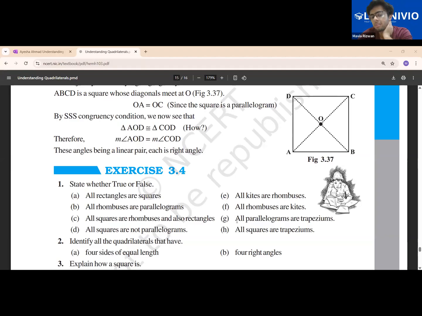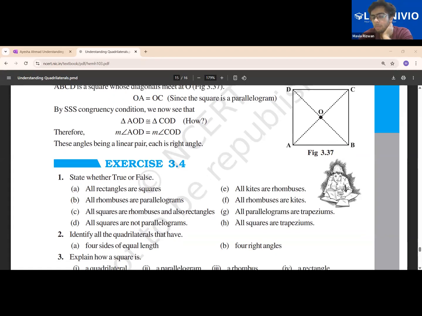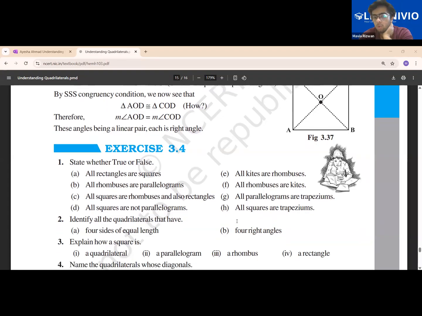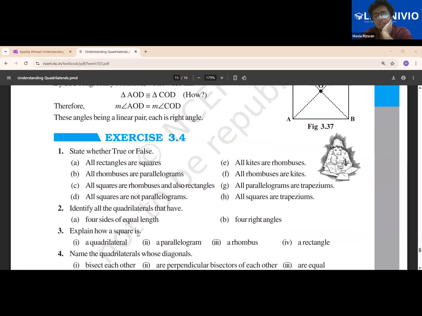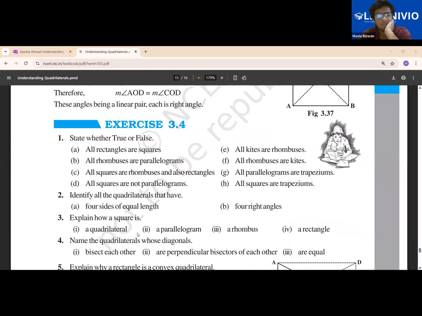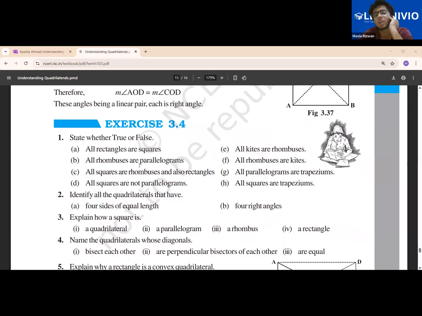All parallelograms are trapeziums. True. Correct. All squares are trapeziums. True. Correct. Identify all the quadrilaterals that have four sides of equal length. Four right angles. Aisha, tell me what are the quadrilaterals that have all the sides equal? Rhombus, square. Correct. What are the quadrilaterals that have all the angles as right angles? Rectangle and square. Correct.